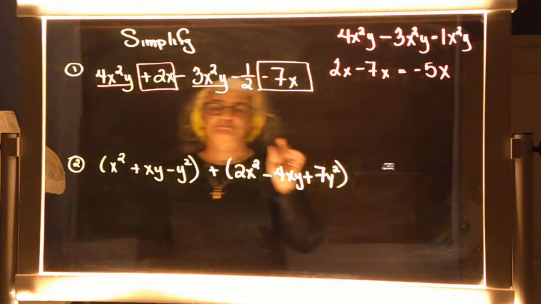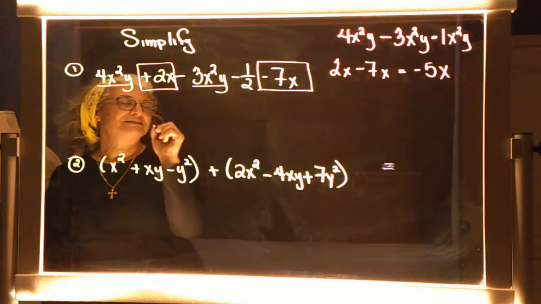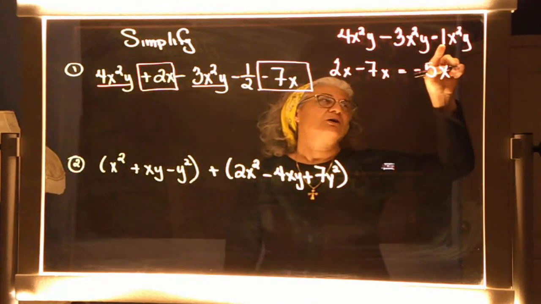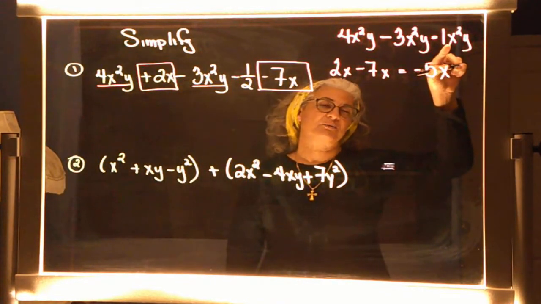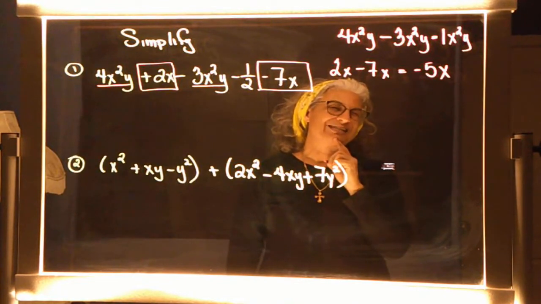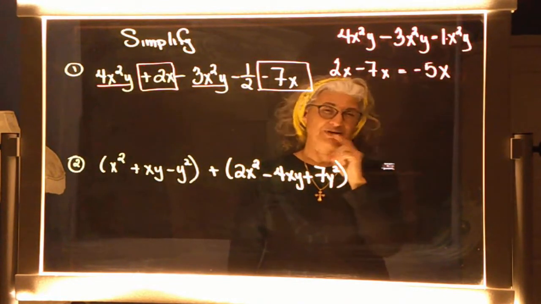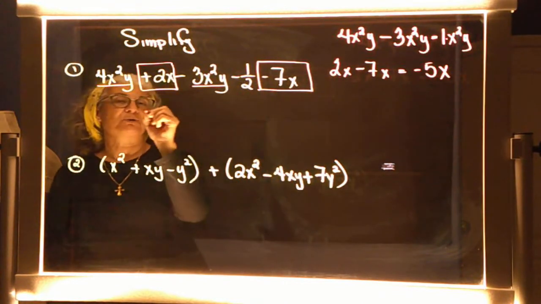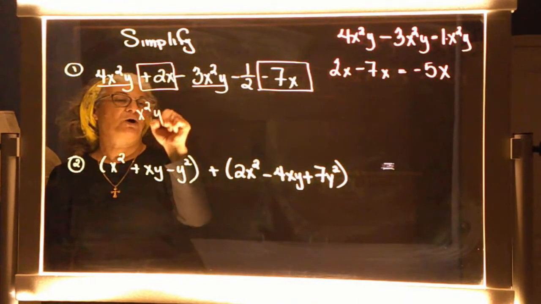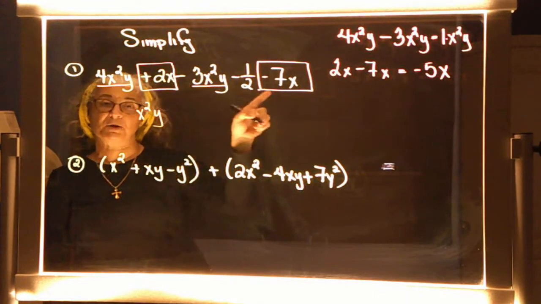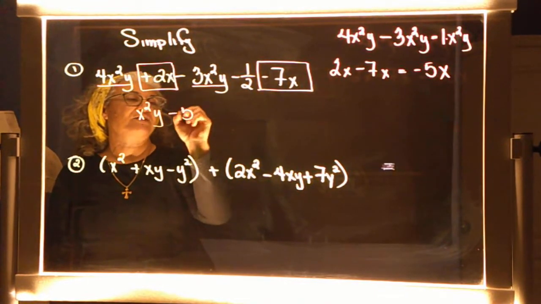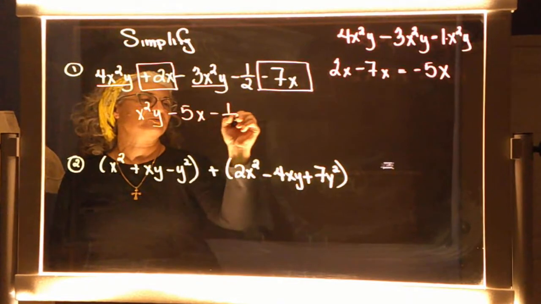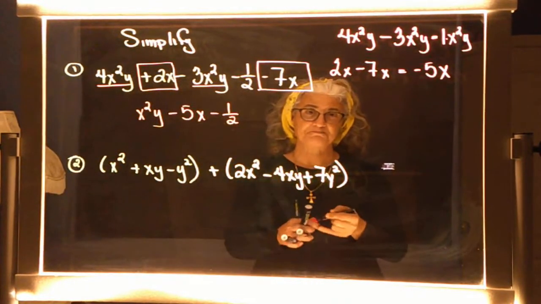So here's the deal. This 1 in front of the x squared, that's a multiplication problem, isn't it? Because technically that's 1 times, right? So because it's 1 times, we usually don't write the 1. So we're going to have x squared y, that was the first problem we did, minus the 5x, and then minus the 1/2. With me?